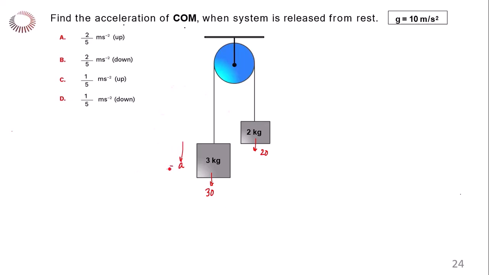What is that A number? That should be 30 minus 20 divided by 5 kg. Understood? That is the acceleration of the system. So how much?